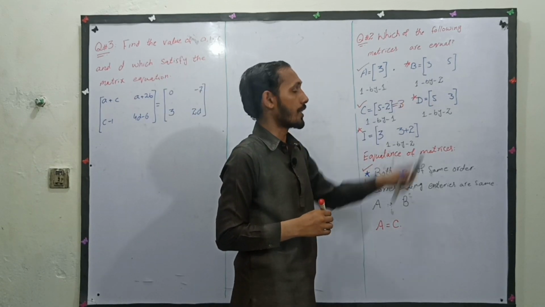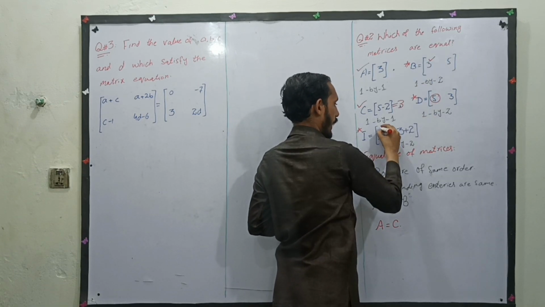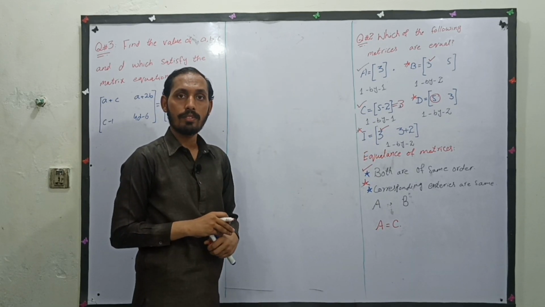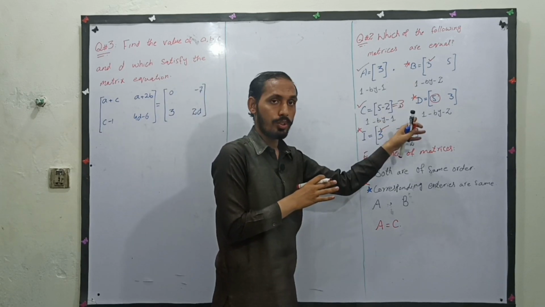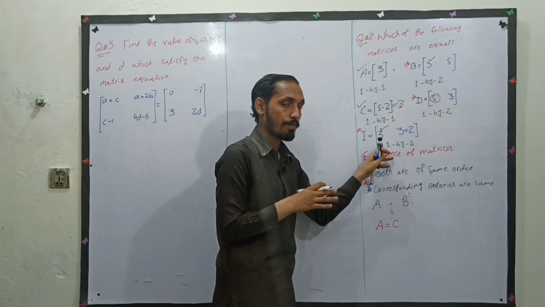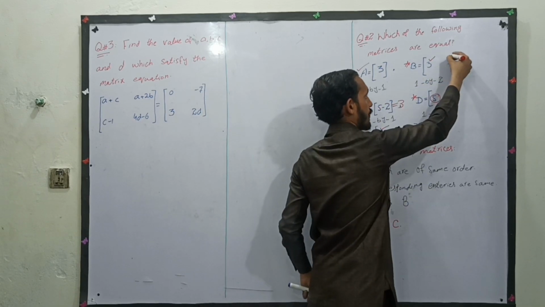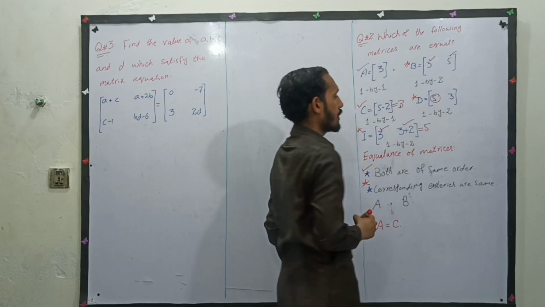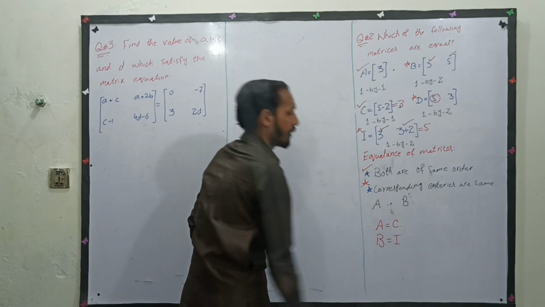Now B has the first entry 3. D has the first entry 5. I has the first entry 3. So the first entries of B and I are the same, but D has a different entry. That is why we cannot say that B is equal to D. So now we have to study only B and I because the first entries are the same. Now the second entry: the second entry of B is 5 and the second entry of I is 3 plus 2, which is also equal to 5. You can say that B is equal to I.